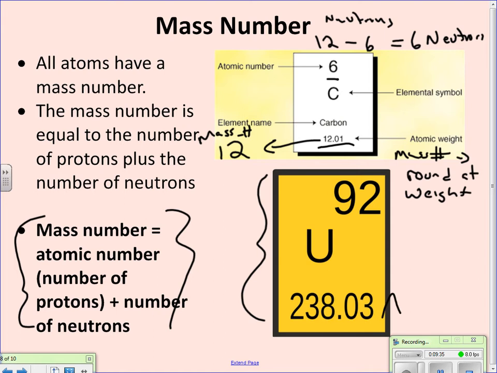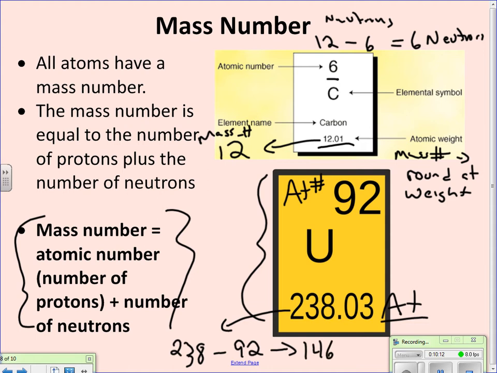Uranium has an atomic weight of 238.03. Uranium has an atomic number of 92. Try and calculate the number of neutrons that I'd find in a uranium atom. So when we do that, we can take this number here, convert it into a mass number. Remember, we round it, so 238, and subtract 92, and we should get an answer of 146 neutrons.